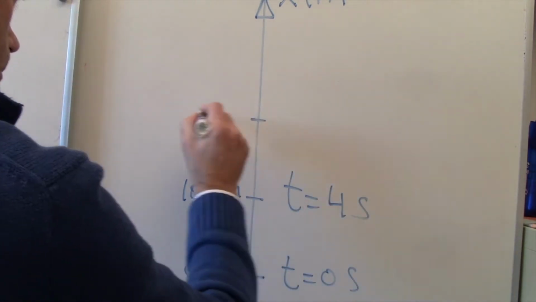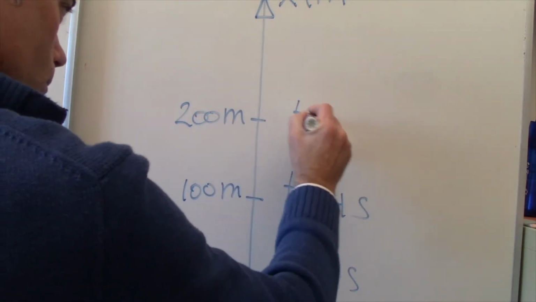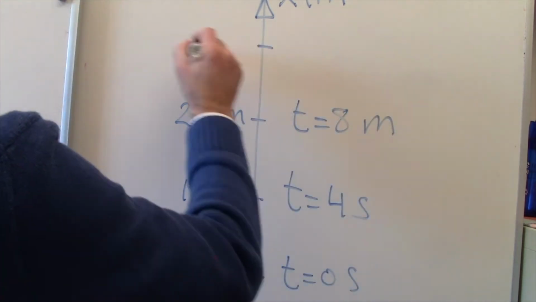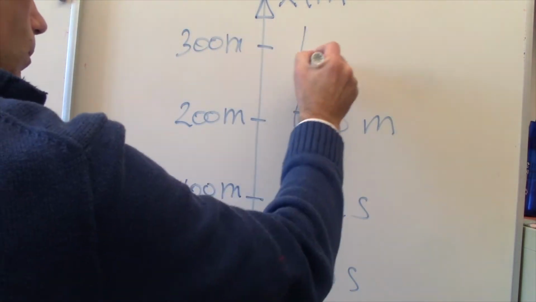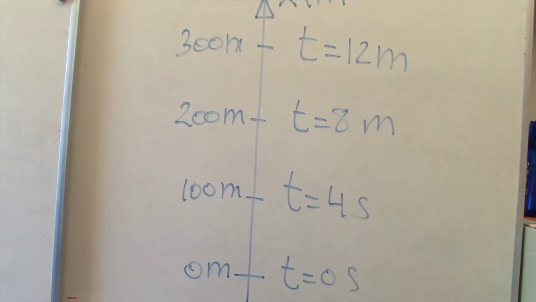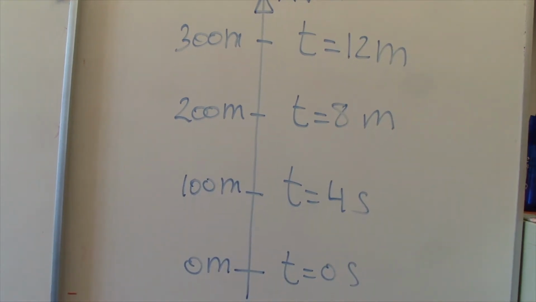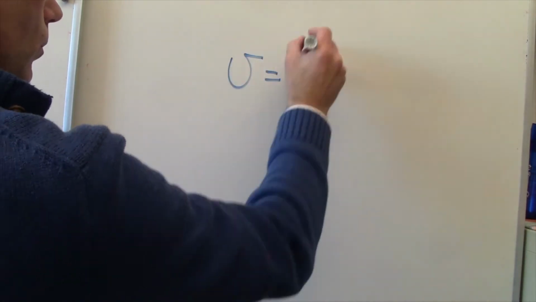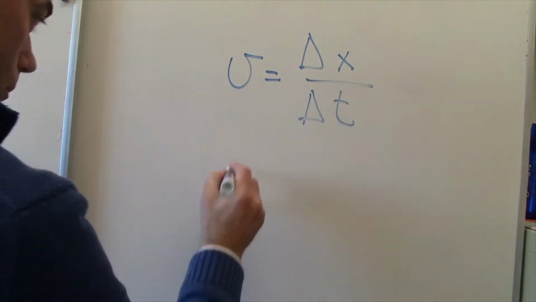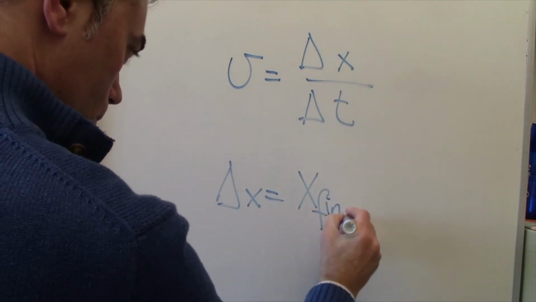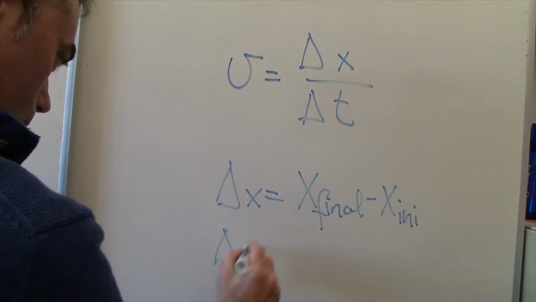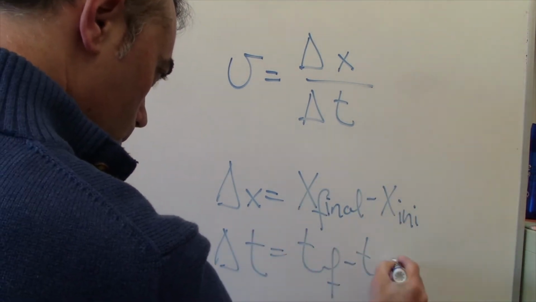Following this, when time is 4 seconds, Superman's position is 100 meters. When it is 8 seconds, Superman's position is 200 meters, and so on. With this, we can define algebraically the average velocity as delta x divided by delta t, where the Greek letter delta refers to the difference in position x and difference in time t. This definition of average velocity holds whether velocity is constant or not.